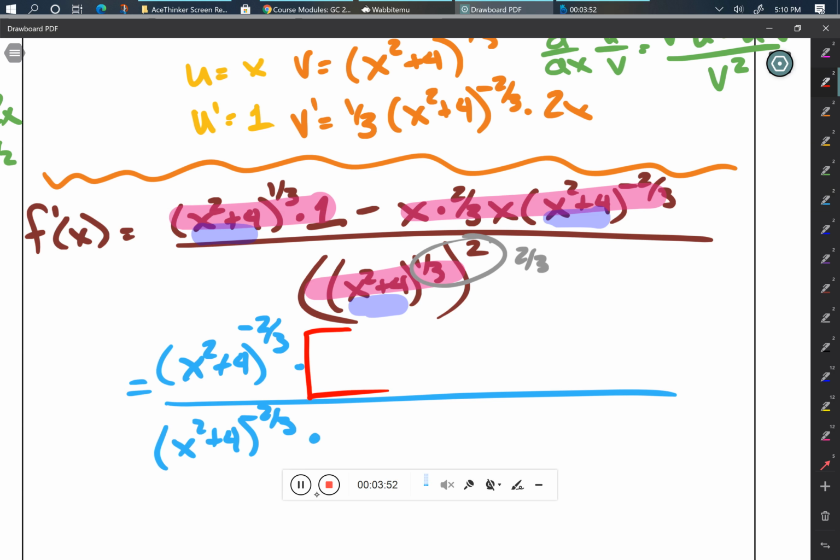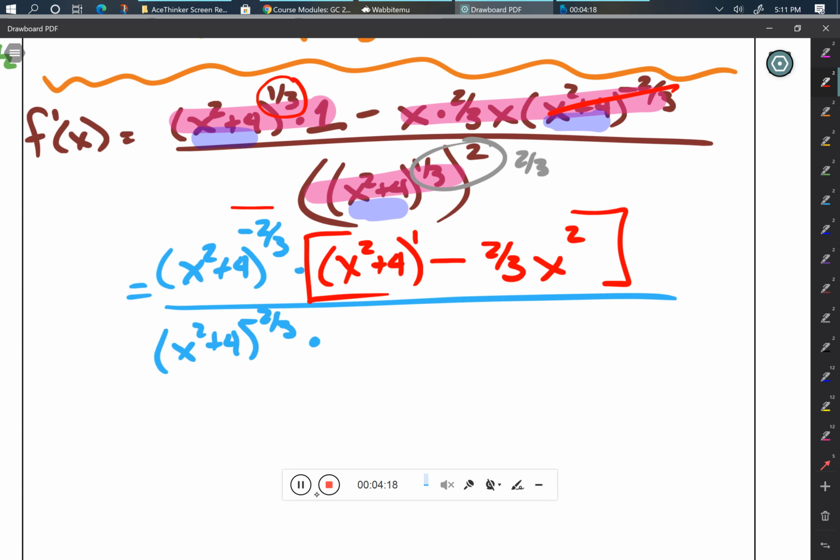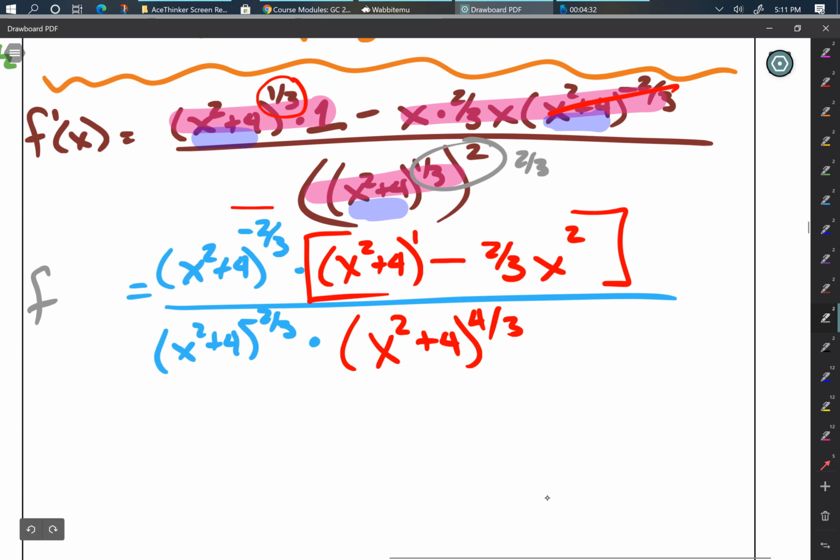In the first term, if I have an x squared plus 4 to the 1/3 and I take out a negative 2/3, that's going to leave me with an x squared plus 4 to the 1. Minus, let's see, in that second term, I took this whole thing out, so I'm just left with the rest of it, which was a negative 2/3 x squared. And then downstairs, if I factor out an x squared plus 4 to the negative 2/3, I'm going to end up with an x squared plus 4 to the 4/3. That looks good. Okay, all right, so moving along, this is still f prime of x.